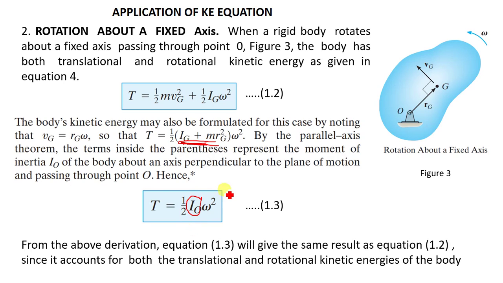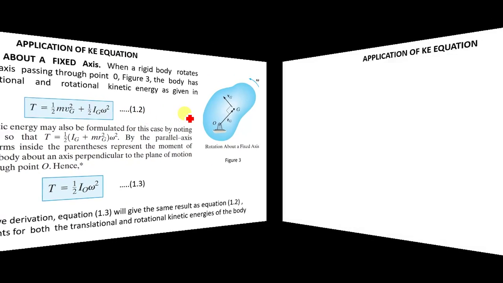So from the above derivation, equation 1.3, which is this one, will give the same result as equation 1.2, since it accounts for both the translation and rotation kinetic energies of a body. When you use this formula or that formula when solving an equation, you get the same answer, because they both talk about translational and rotational kinetic energy.